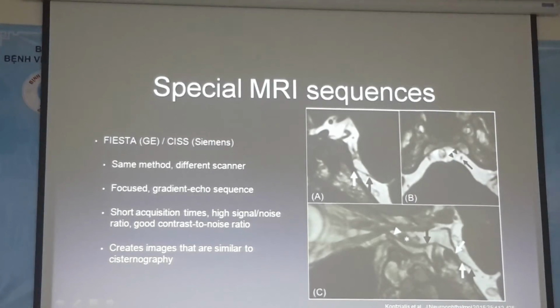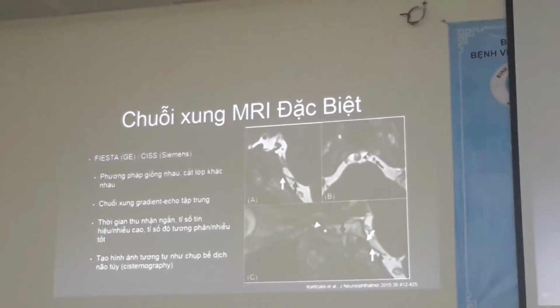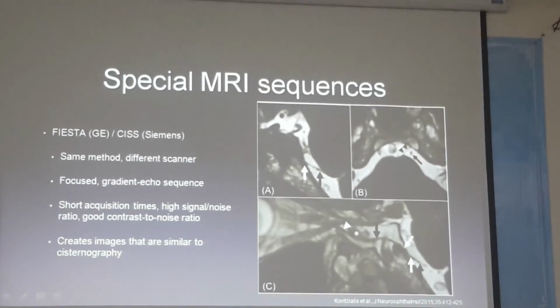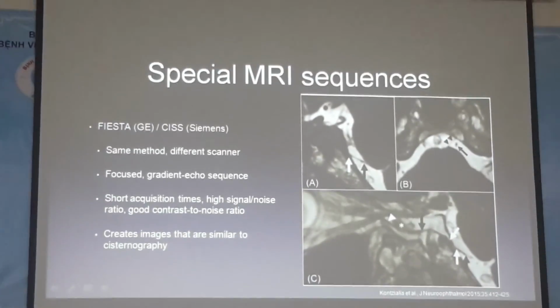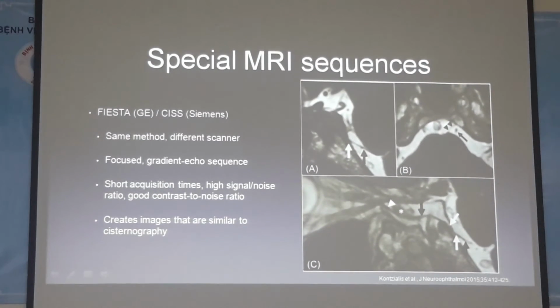So this is work that we have done looking, for example, at the anatomy of the 6th cranial nerve. And so here in panel A, the black arrow is showing where the 6th cranial nerve comes out of the pons, goes through the cerebellopontine cistern, and then enters the clivus, where the white arrow is.